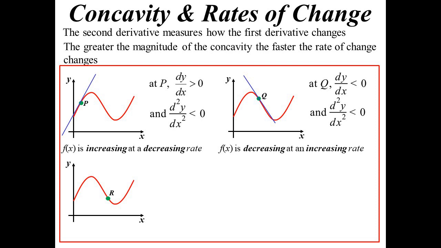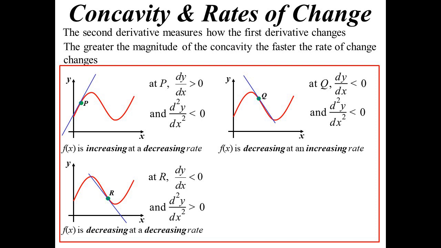Okay, third situation. It goes past the inflection point, and it's now still decreasing, derivative is less than 0, but now it's concave up. So once it goes past that inflection point, then the slope of that tangent will be getting smaller and smaller. So if it's concave up and decreasing, it will be decreasing at a decreasing rate.